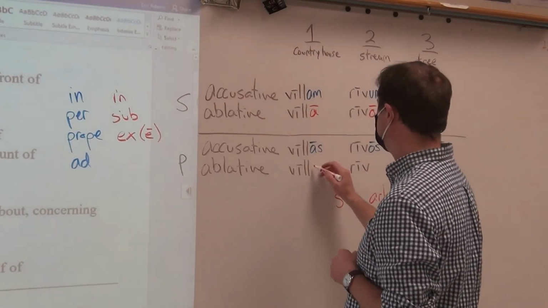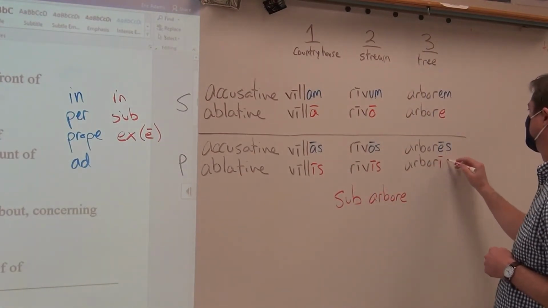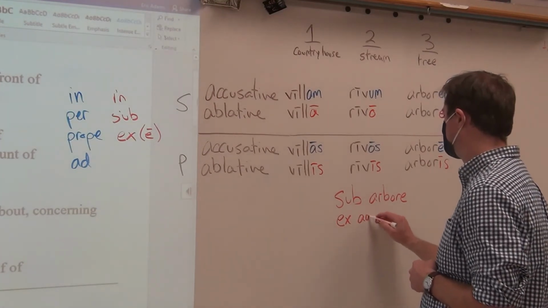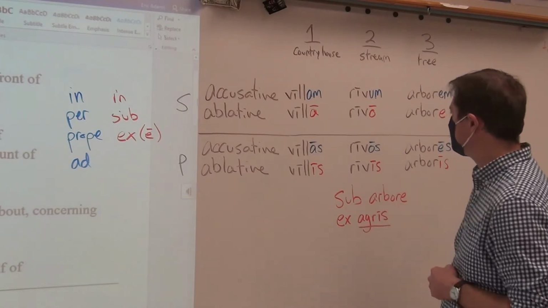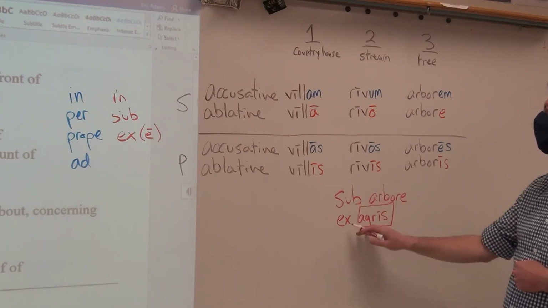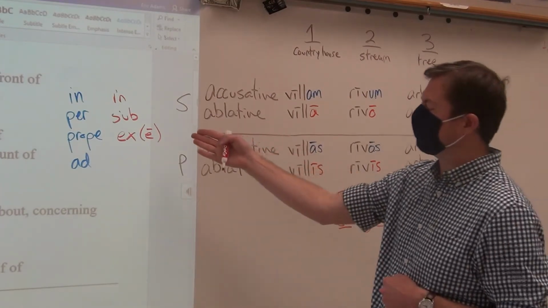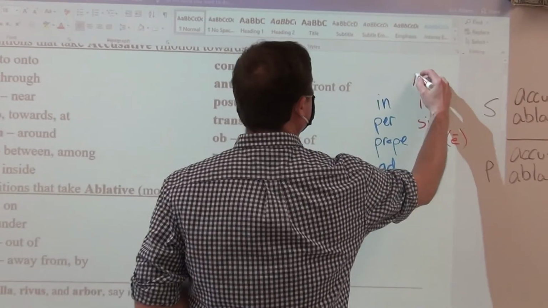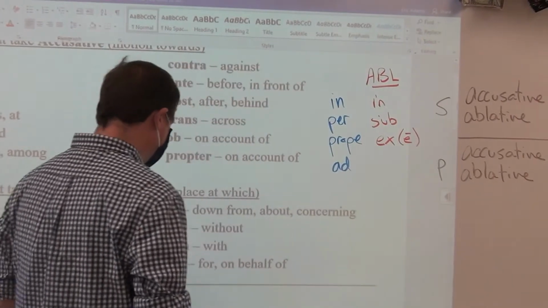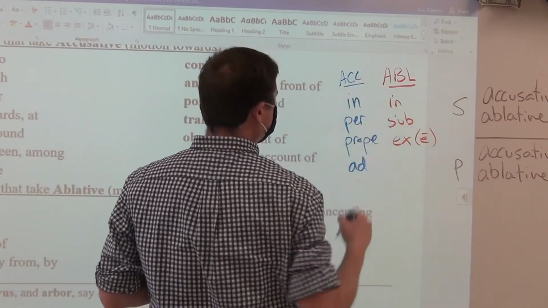And then for the plurals, villis, rivis, arboribus. Chapter 2, when we saw ex agris, second declension ablative plural, that's why it was agris, and you will never ever see ex agros, because ex requires its objects to be in the ablative case, whereas the ones in blue that you see there require their objects to be in the accusative case.